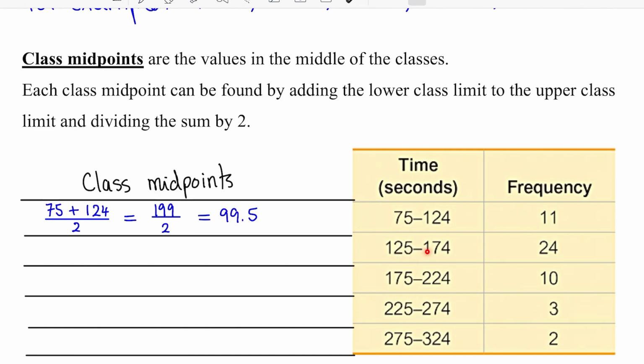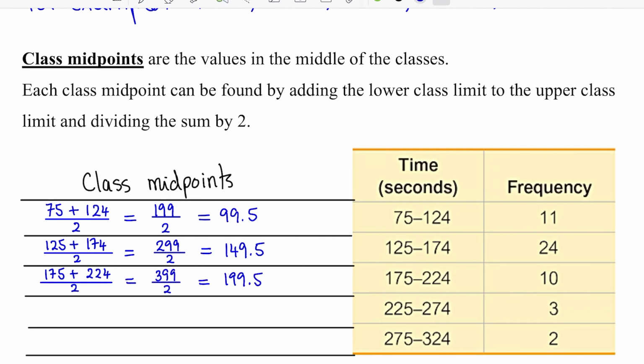To find a midpoint for the second class, I will take 125 plus 174 and divide it by 2. To find a midpoint for the third class, I'll take 175 plus 224 and divide it by 2. And I'll do the same thing for the last two classes.